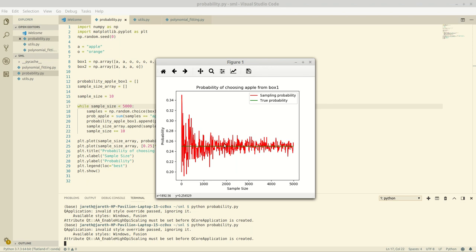But as we increase the sample size, we are approaching the true probability here, as you can see. As you can imagine, the further we go, as we approach infinity, the probability is going to be 0.25. So this is the importance of having a large sampling size, right?